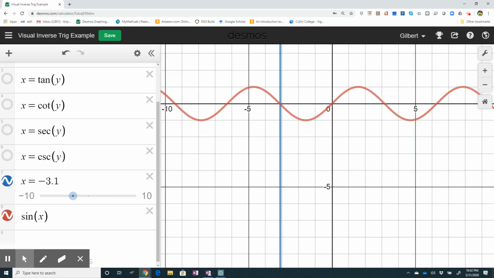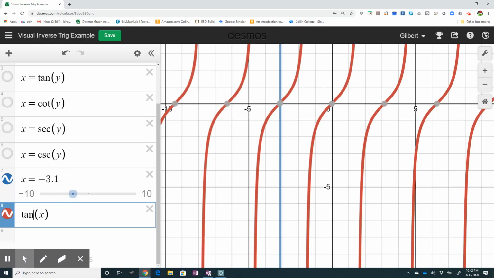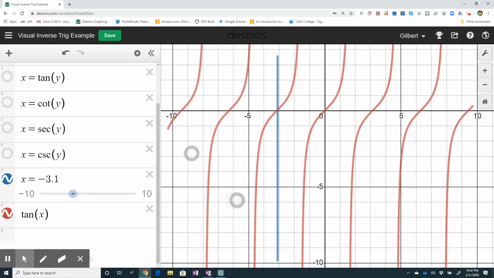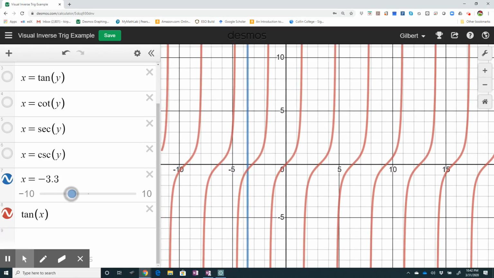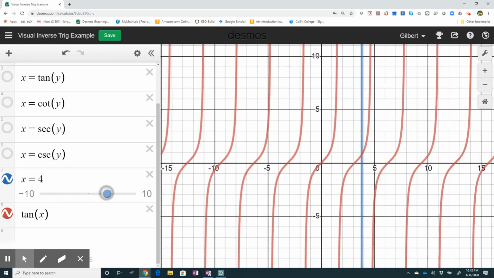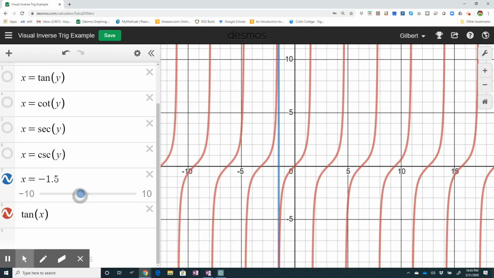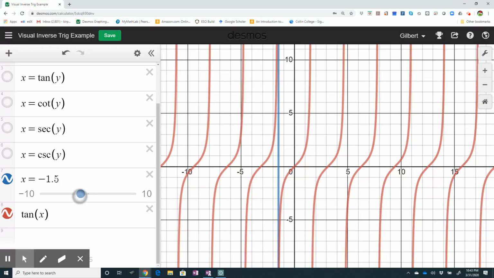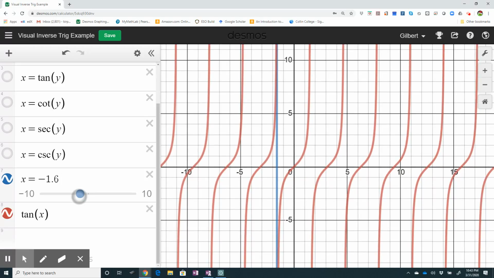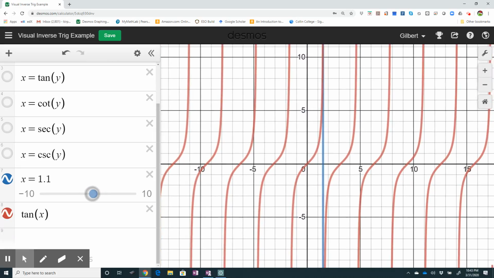Cosine is the same shape, so that's the same. We go to tangent. Tangent passes the vertical line test. Again, no matter where I drag the line, it only crosses it once. It has a lot of vertical asymptotes, though. All right, and it's okay if it doesn't touch at all. Or, sorry, if the graph doesn't touch the line, it's okay. So on all the vertical asymptotes, it doesn't touch at all, and that's fine.